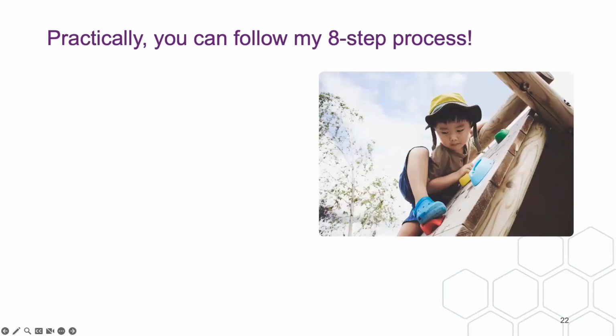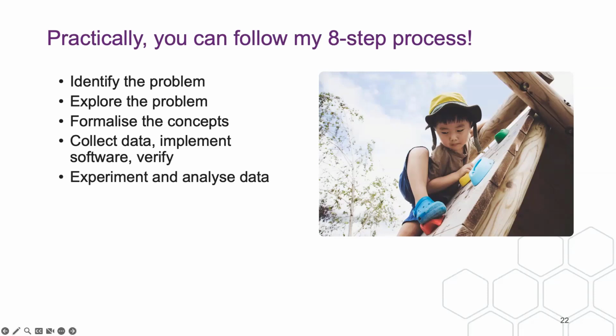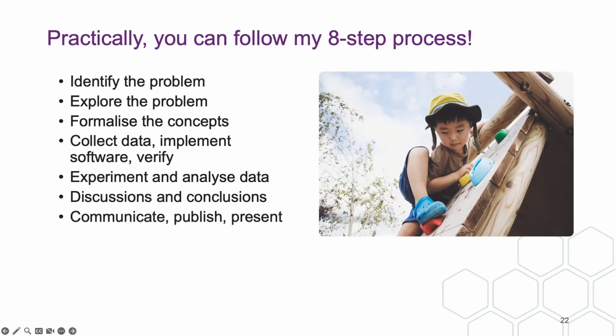So what I want to do here is quickly introduce an 8-step process for how to undertake your CSS project. So these steps are going to include, first, identifying the problem, exploring the problems, formalizing your concept, collecting data, implementing the software, and then verifying those concepts. And then using those concepts to experiment or analyze the data, discussing your findings, presenting a conclusion, then communicating, publishing, and presenting, as well as sharing your findings and documenting and validating your findings.